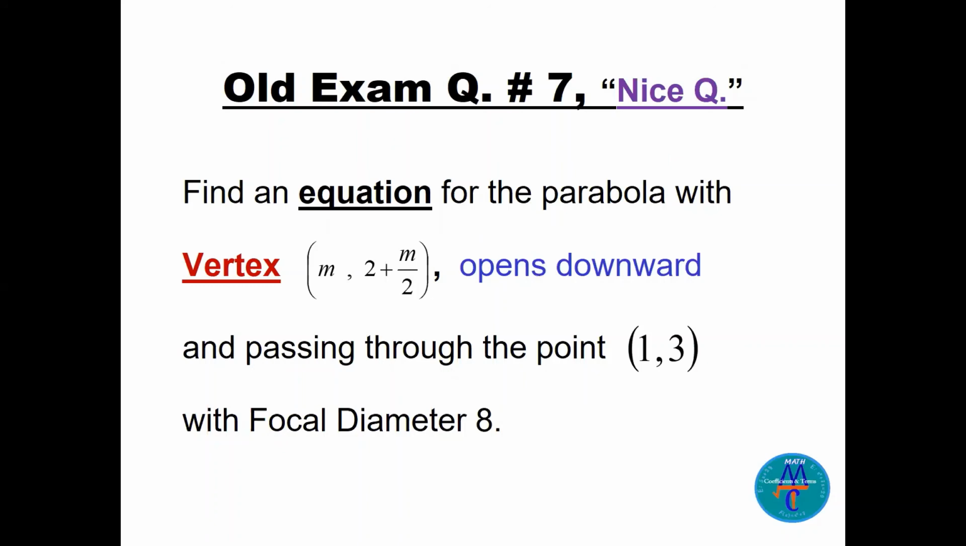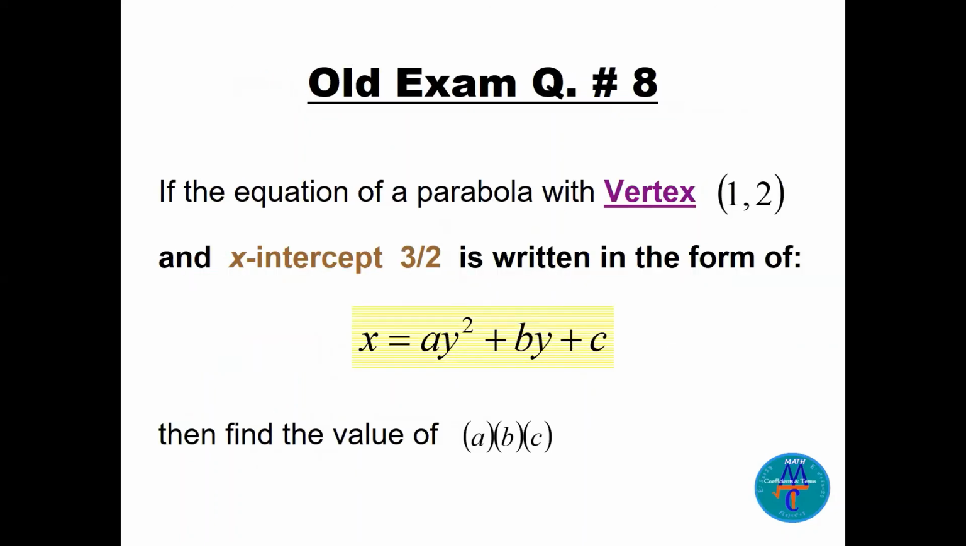Find an equation for the parabola with vertex (m, 2 plus m over 2). That's the vertex, like (h, k). Opens downwards and passing through the point (1, 3), and it has focal diameter 8. So you have to take all this information, 1, 2, 3, 4 things you have in the given, try to find the correct equation. And number 8, if the equation of the parabola with vertex (1, 2) and x-intercept 3 over 2 is written in the form x equals a y squared plus b y plus c. Find the value of a times b times c.